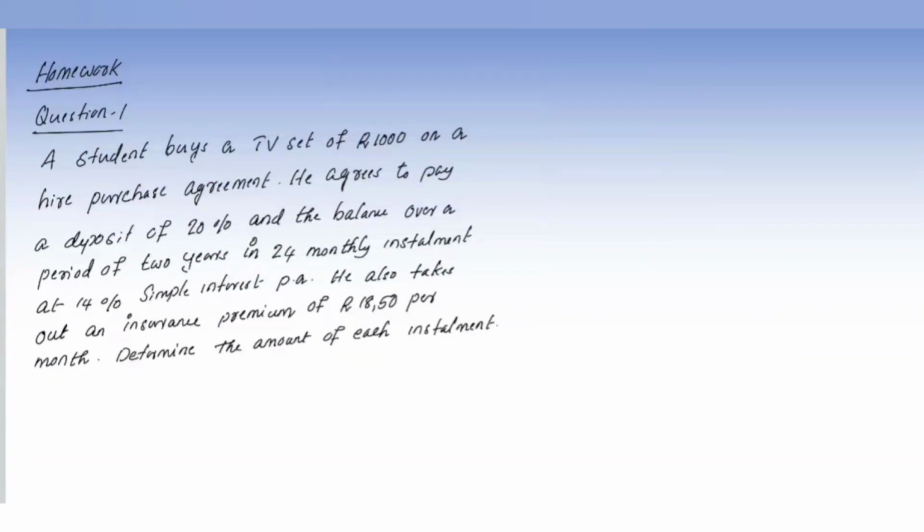Okay guys, so this is the homework that I want to give you. Just try this question, because we did this same type of question, and you can try this one. Just pause the video and try this question. A student buys a TV set of 1000 rand on a hire purchase agreement. He agreed to pay a deposit of 20% and the balance over a period of 2 years in 24 monthly installments at 14% simple interest per annum. He also takes out an insurance premium of 18 rand 50 cent per month. Determine the amount of each installment. Okay, same type as example 2. So you can do this question.